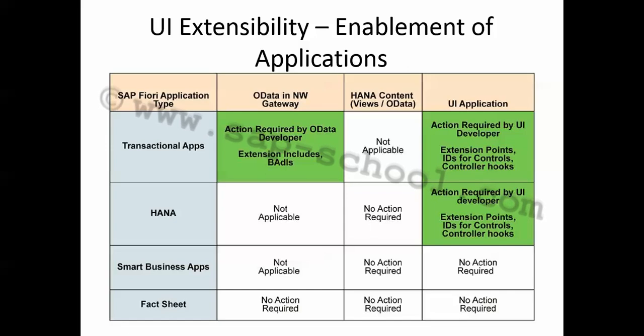In HANA, my OData is not applicable, and my HANA content also requires no action on this side. But in the UI application, the action is required by the UI developer. So again, we have to configure the extension points, IDs for the controls, and the controller hooks. Similarly, we have the smart business apps and the fact sheet. There is no action required for the smart business app and the fact sheet.